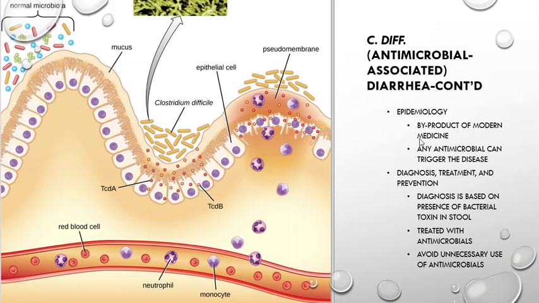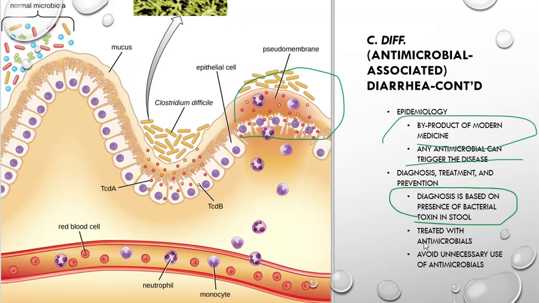C. difficile. Any antibiotic that kills off your normal flora will allow these guys to overgrow. And there's the pseudomembrane you can see. You can find the toxin in the stool. We treat it with antibiotics. And that's why we don't want to use broad spectrum antibiotics. We want to get targeted as much as possible.